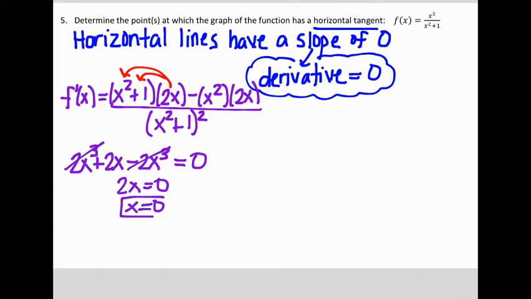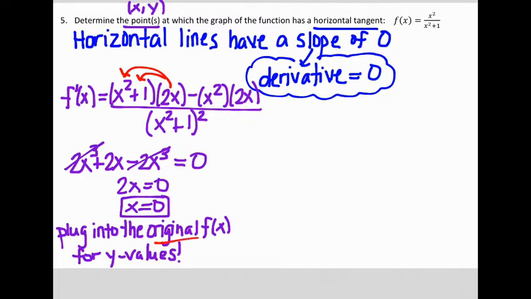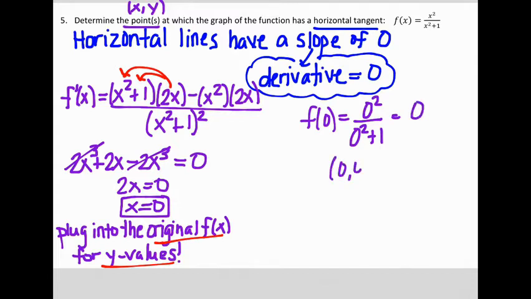Now, there's a little bit of a snag here, though. The directions asked for the points. Points are not x values. Points are x, y values. So, how do I get the point? We're going to have to plug into the original f of x to get any y values of the function. So now that we know the horizontal tangent is happening at x equals 0, I want to know what the y value is, meaning what is f at 0. As it turns out, this y value is also 0. So our final answer is that the point (0, 0) has a horizontal tangent line.